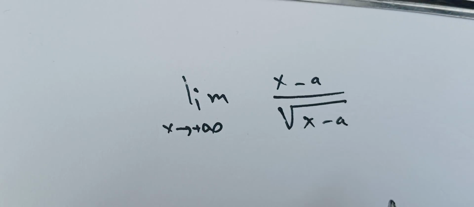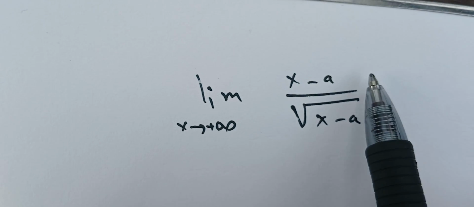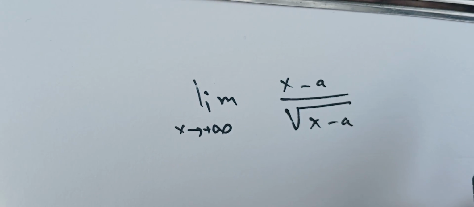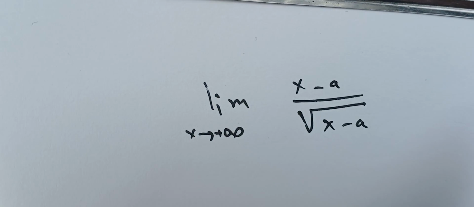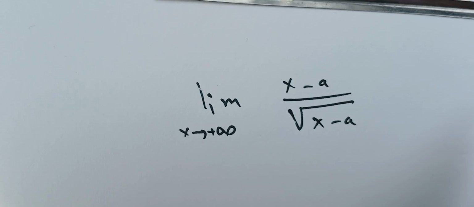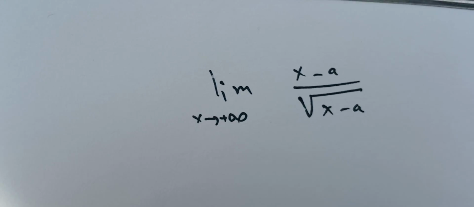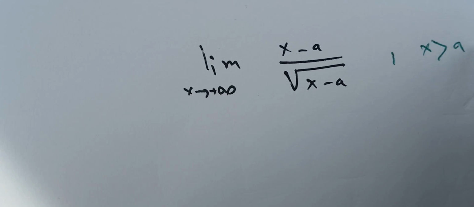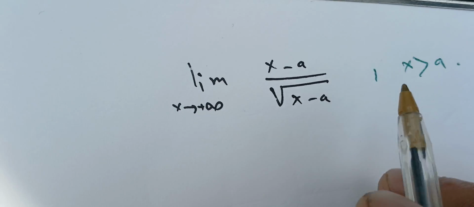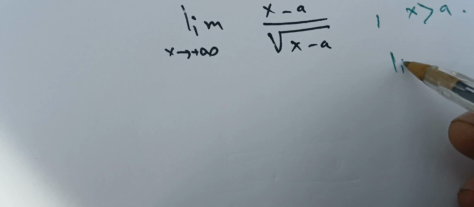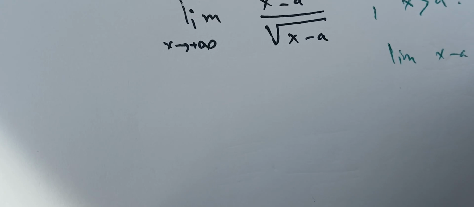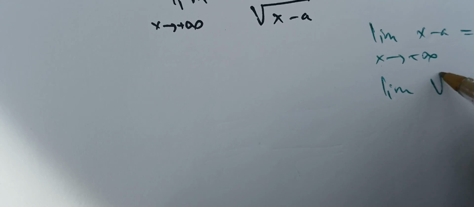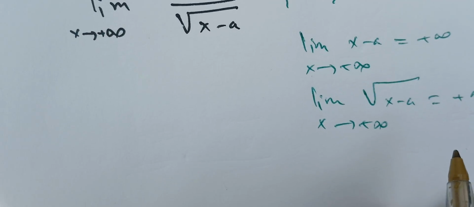Now let's compute the limit of this function, x minus a over the square root of x minus a, as x goes to plus infinity. First, we need to make sure that this fraction is defined, and this happens when x is strictly bigger than a. Next, we see that the limit of x minus a is plus infinity as x goes to plus infinity, and the limit of the square root of x minus a is plus infinity as x goes to infinity.